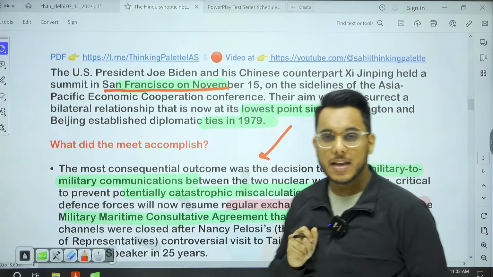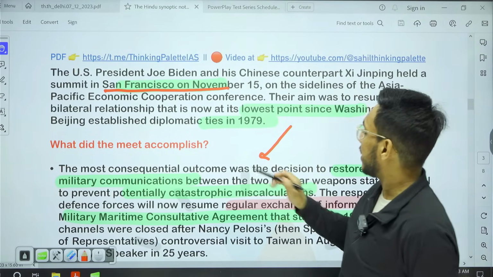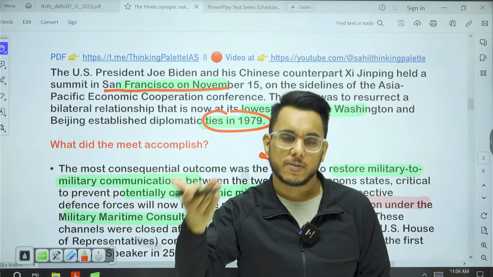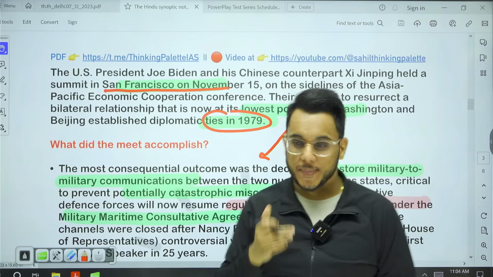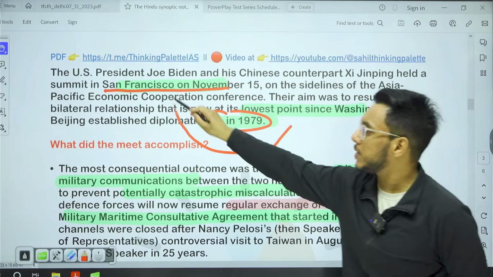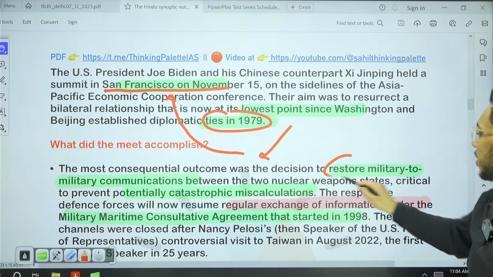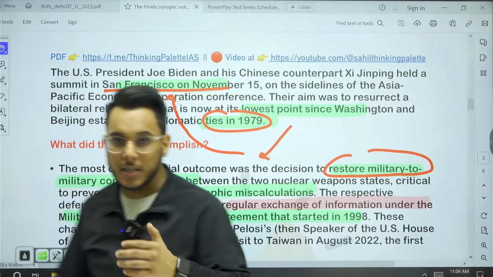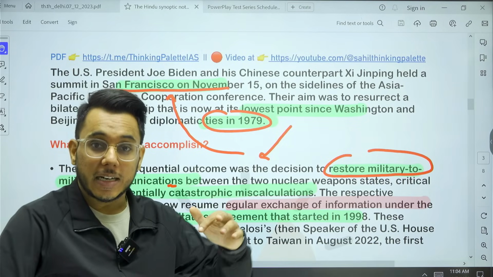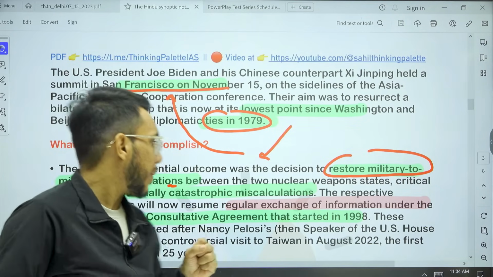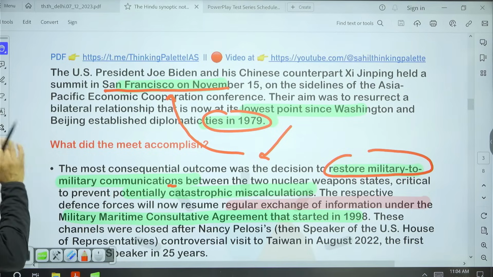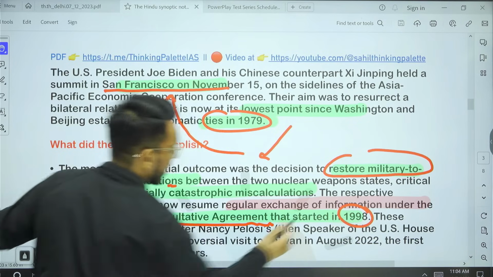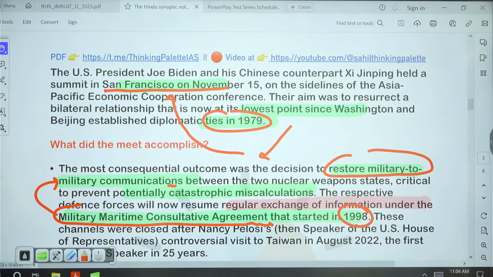Now guys, when we talk about America and China, their diplomatic relations were established in 1979 after China announced their open door policy, which was the LPG reforms of China. Okay, now guys, what has happened? The most important outcome of this San Francisco summit is that they have decided to restore military to military communications. Now this military to military communication is very important so that they can exchange information in real time and misunderstandings don't develop. Under the Military Maritime Consultative Agreement, which was started in 1998, military to military communication will be resumed.